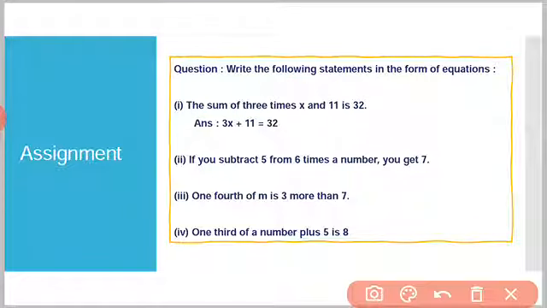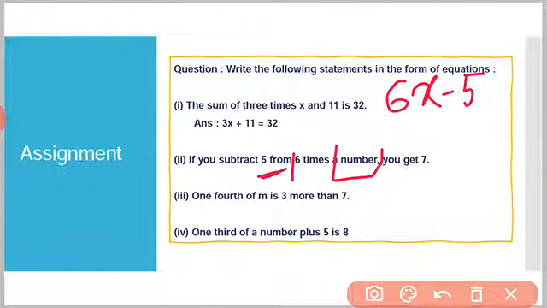Similarly, if you subtract 5 from 6 times a number, you get 7. First see 6 times a number, and the number you don't know, so take that number as x. 6 times a number will be 6x. If you subtract 5 from, means you have to subtract 5 from 6x, then you get 7, so it will be equal to 7. So this is the equation for these statements. Try doing the equations for the rest of the statements.